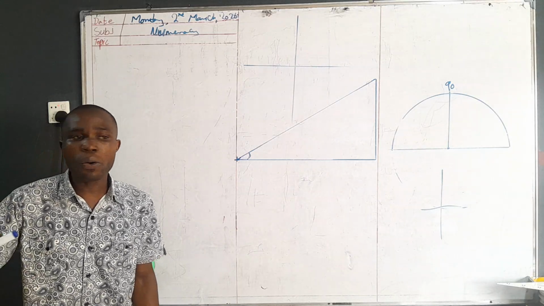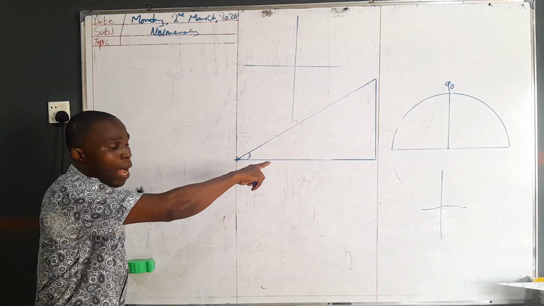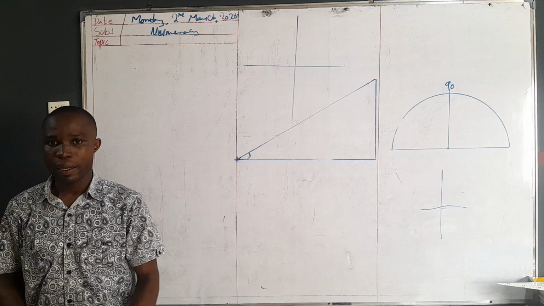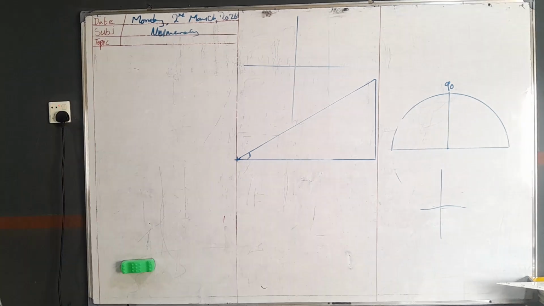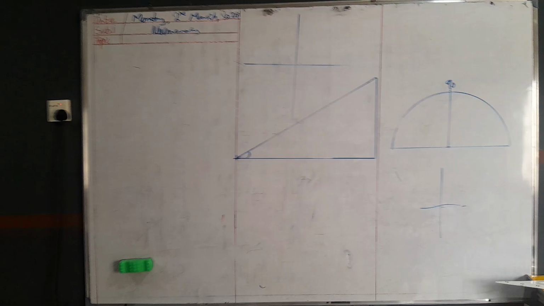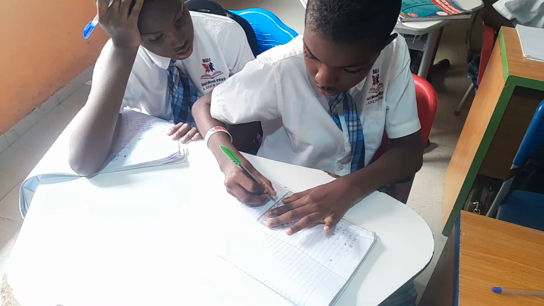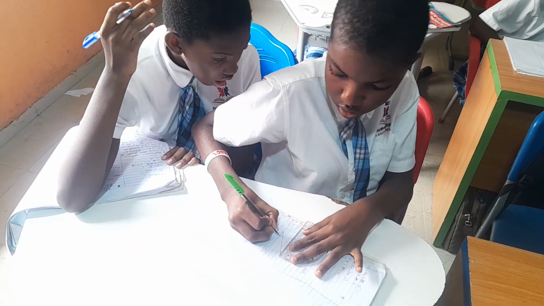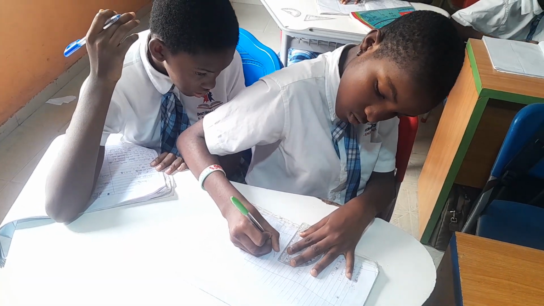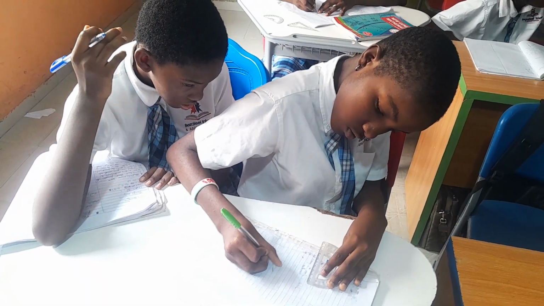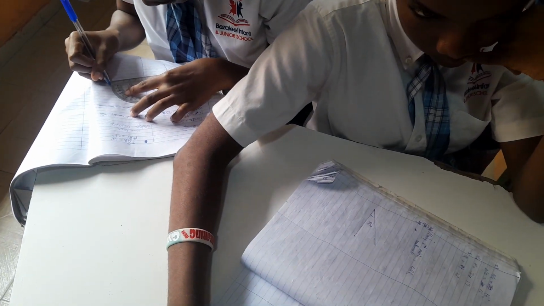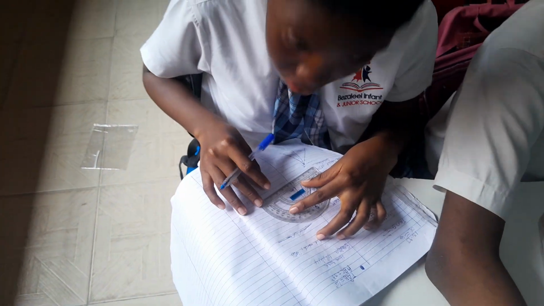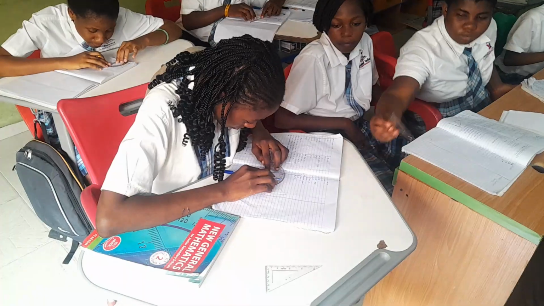Now, can you draw this angle and then measure using your own protractor? Let's see. Everyone, get to work. You should be using a pencil, not a pen.